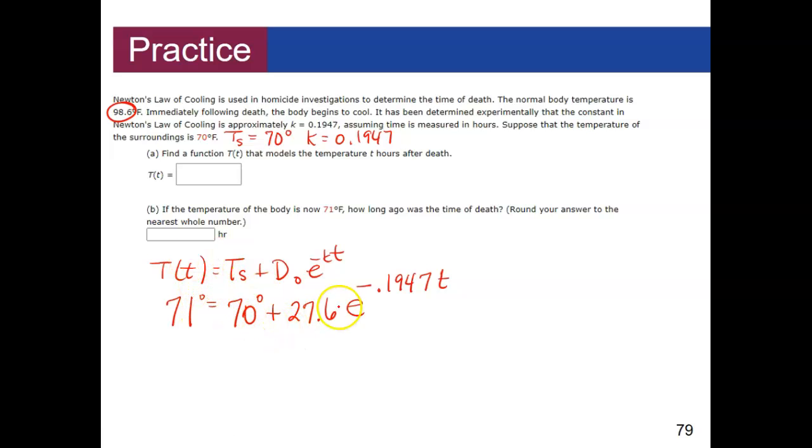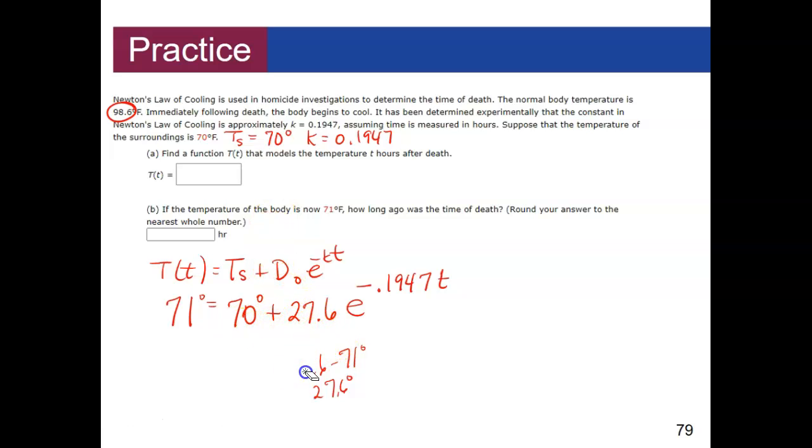Okay, so we're ready to solve this. Just to recap, we've got our surrounding temperature, and our difference in the temperature between the body's original temperature and what it is now. At this time it's 71 degrees. So the difference between 98.6 and 71 is going to be this 27.6 degrees. And the current temperature is 71 degrees. So this is what we're left to solve here.